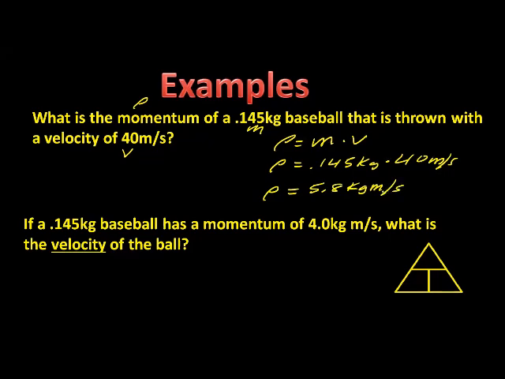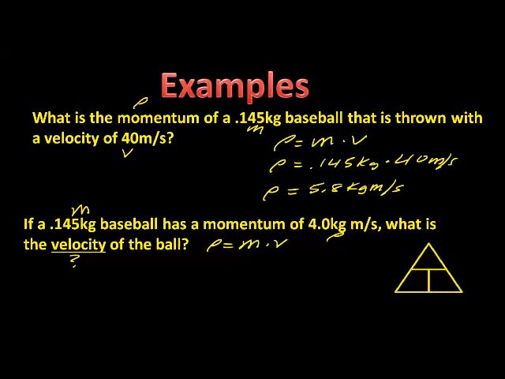The next problem is a little bit different. In this problem, we're given the mass of the baseball, 0.145 kilograms. We're also given the momentum. The momentum is 4.0 kilogram meters per second. We're asked to find the velocity of the baseball. We're going to have to rearrange our original momentum equation. Our momentum equation looks like this. Momentum equals mass times velocity.